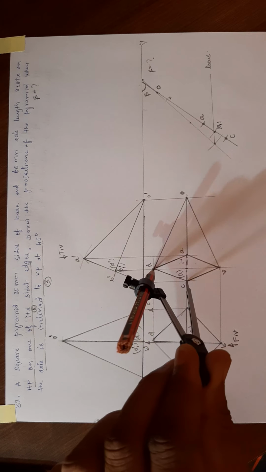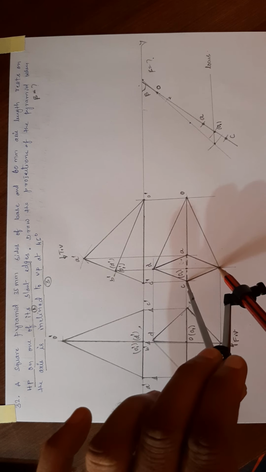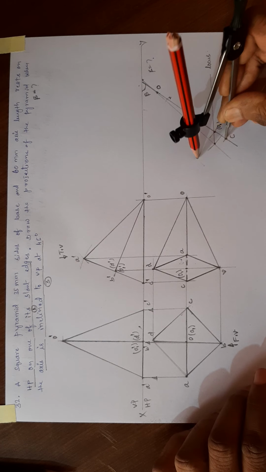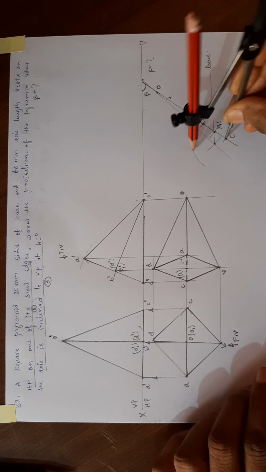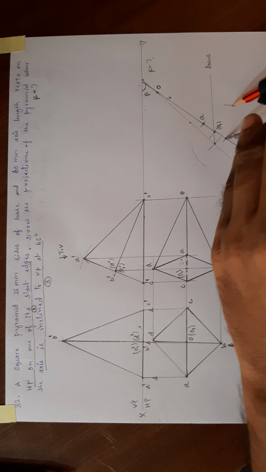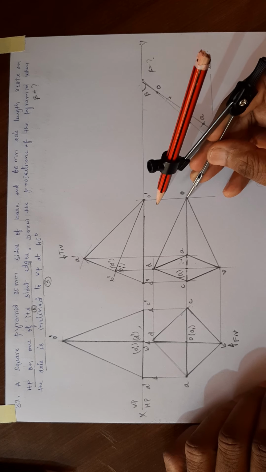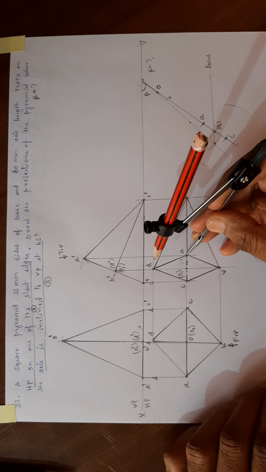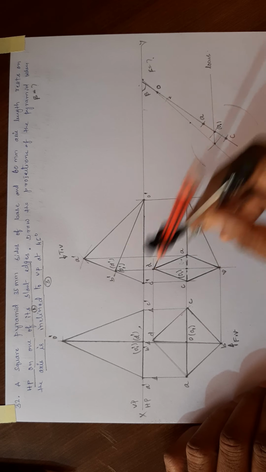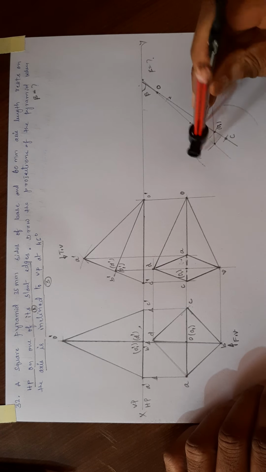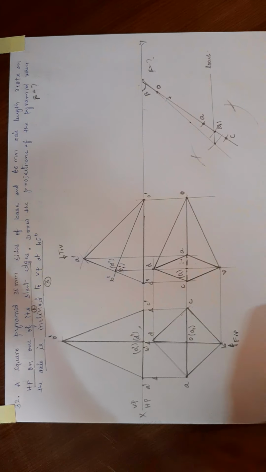Okay, CD is equal to CB. So keep the compass at C and draw two arcs on both sides. Then keep the compass at A also, and cut the previous two arcs here, and two points you will get.